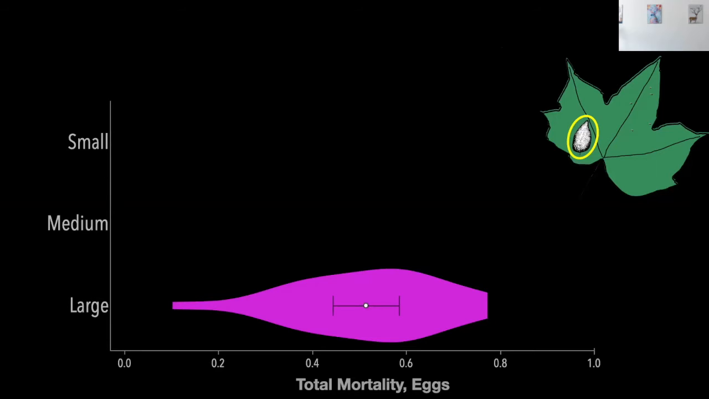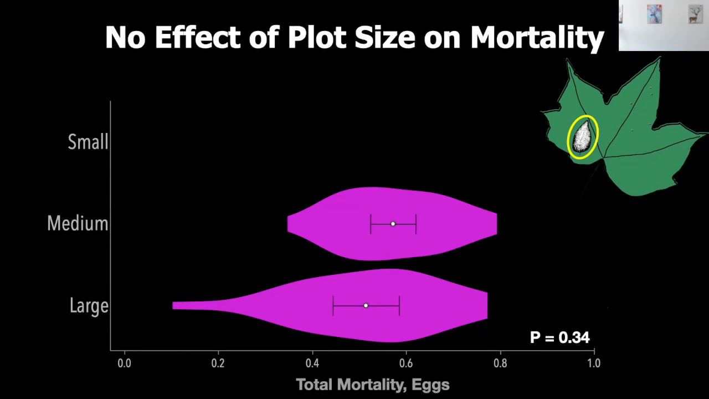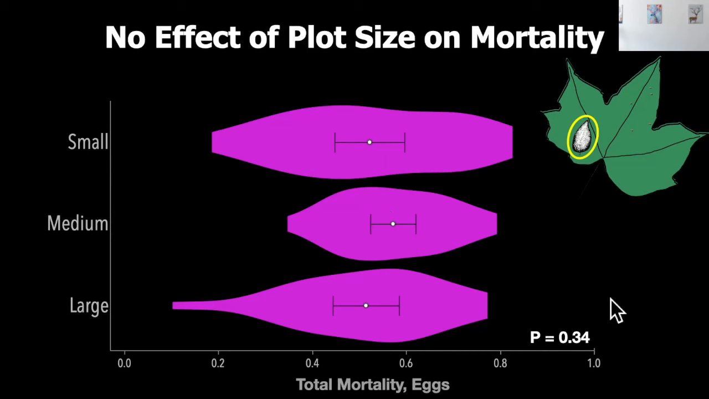So here I have total mortality for eggs. Total mortality runs from 0 to 1, so 0% mortality, 50% egg mortality, and 100% mortality. Here's a violin chart, which basically shows the full distribution of the data, and the white circle represents the mean. So here's the data for large. Here it's medium, and here is small. And there was no effect of plot size on mortality of eggs. I'm showing you here only the data for eggs, but even for nymphs, there was no effect of plot size.